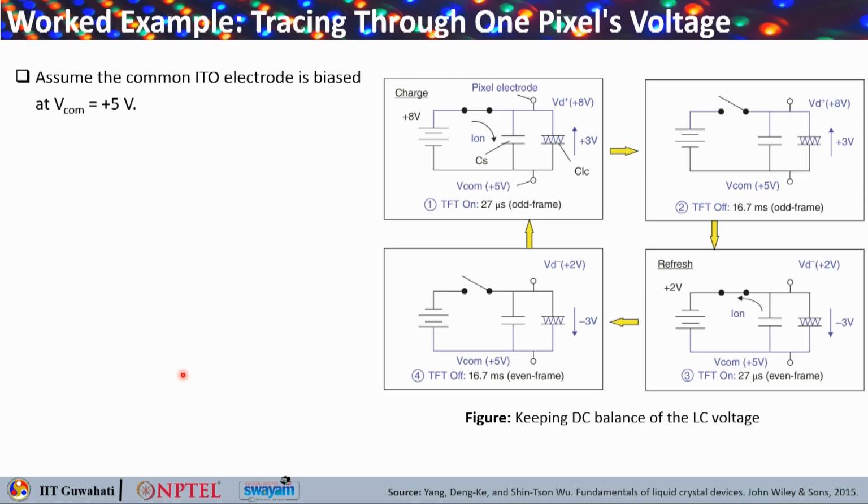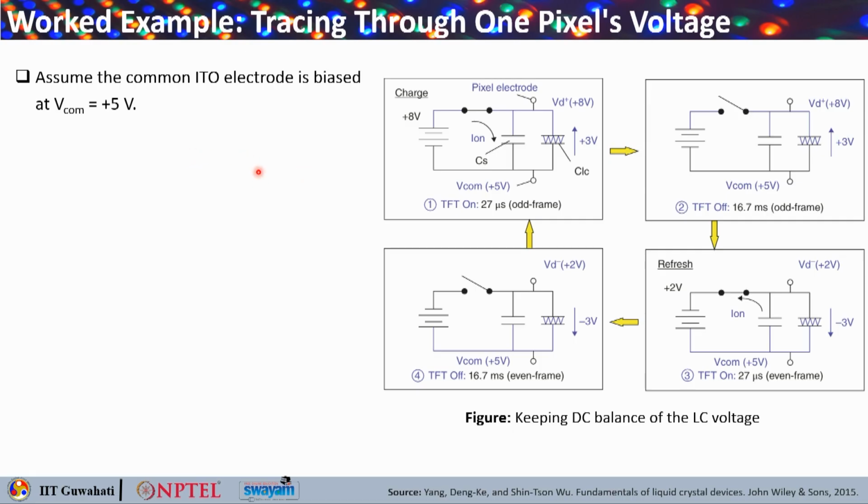So here we will look into this example of tracing through one pixel's voltage. Okay, so let us set up this scenario. The common ITO electrode that you see here, which is placed on the color filter substrate, is held at a fixed bias of plus 5 volts.